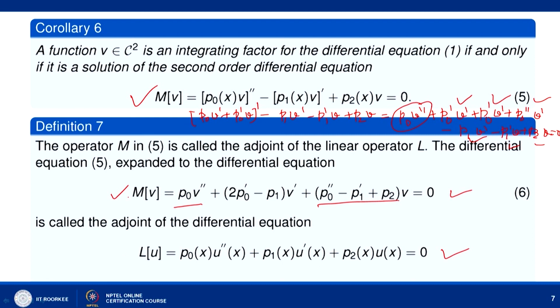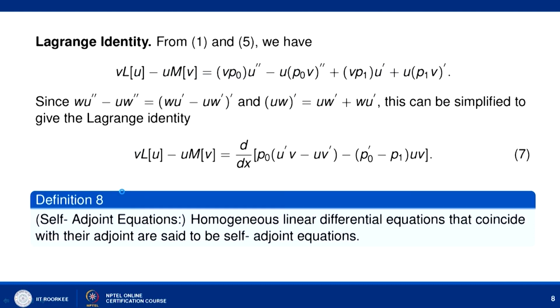So the adjoint of L is given as M, and we can easily check that if we find the adjoint of M, then we get back the original equation. Now there is a very important identity known as the Lagrange identity, which we can calculate from equations 1 and 5. So from 1 and 5, if we calculate the quantity v Lu minus u Mv, what we get is known as the Lagrange identity. So let us first calculate this quantity.